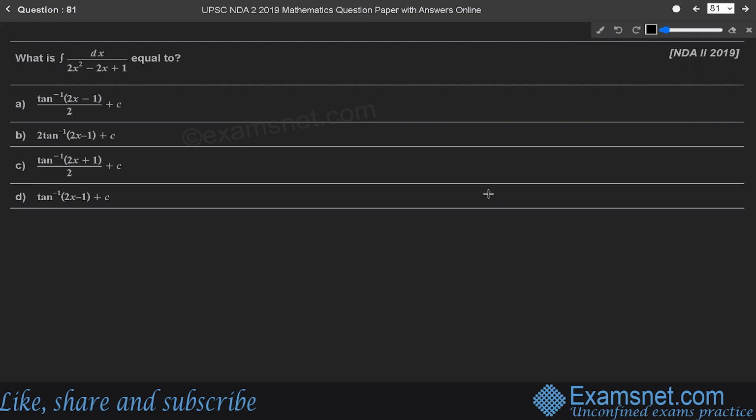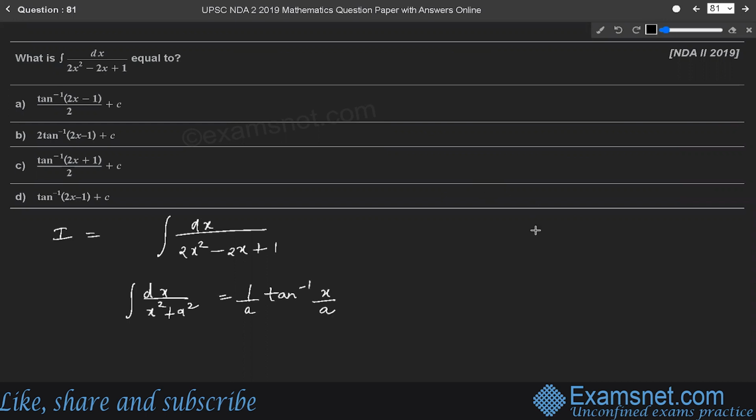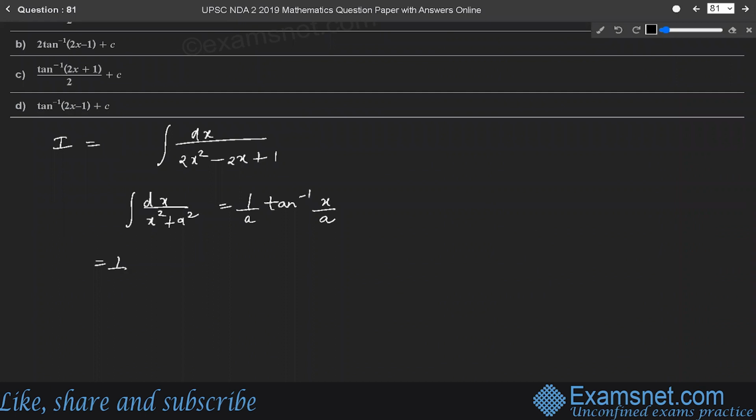Let's start this session. What is the integral of dx upon 2x square minus 2x plus 1 equal to? So let I be equal to this expression. We know that the integral of dx upon x square plus a square is always equal to 1 upon a into tan inverse x upon a. Therefore, this will be equal to 1 by 2 integral of dx upon x square minus x plus 1 by 2.